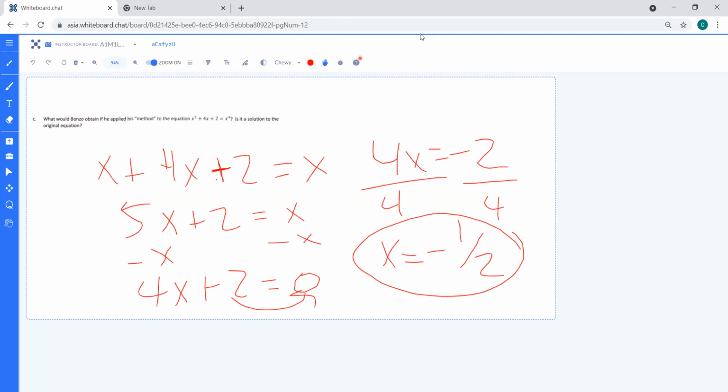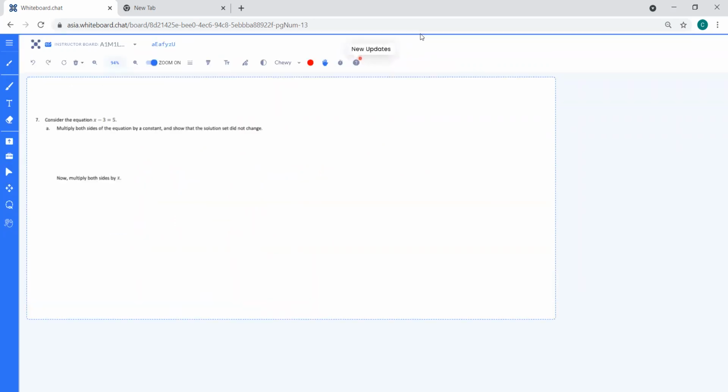All right, let's look at some more. We got a lot of questions on this one. Consider the equation x minus 3 is equal to 5. This says multiply both sides of the equation by a constant and show that the solution did not change. Okay, all this is really making me mad because we're just doing the same thing over and over again. So this would say x minus 3 times, let's go with 4, is equal to 4 times 5.